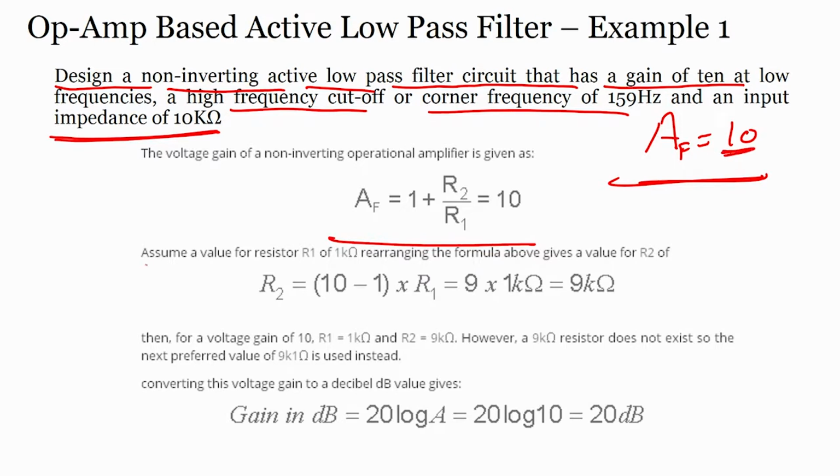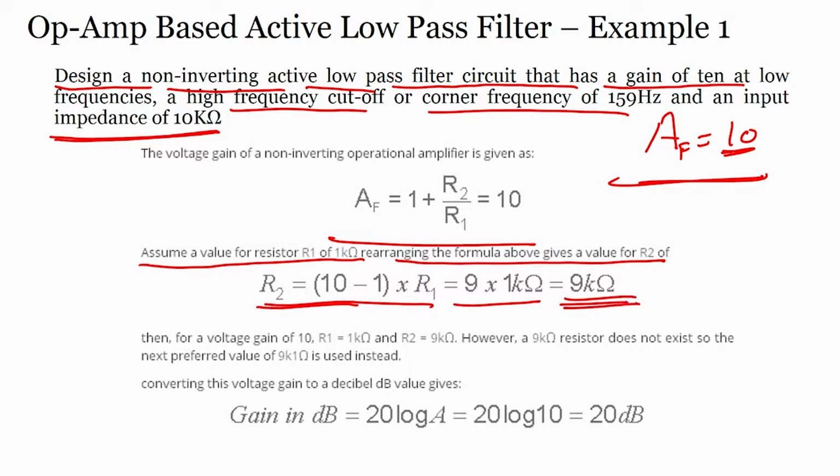Right. Now, assume a value of R1 to be 1 kilo ohm. If we assume a value of 1 kilo ohm, rearranging the formula above gives R2. R2 will be 10 minus 1 into R1, or 9 into R1, which is 1 kilo ohm, or 9 kilo ohm. Now, I have R1 which I have assumed as 1 kilo ohm, R2 I got 9 kilo ohm. For voltage gain of 10, R1 is 1, R2 is 9, however a 9k resistor does not exist. So, the next preferred value is 9k 1 ohm.